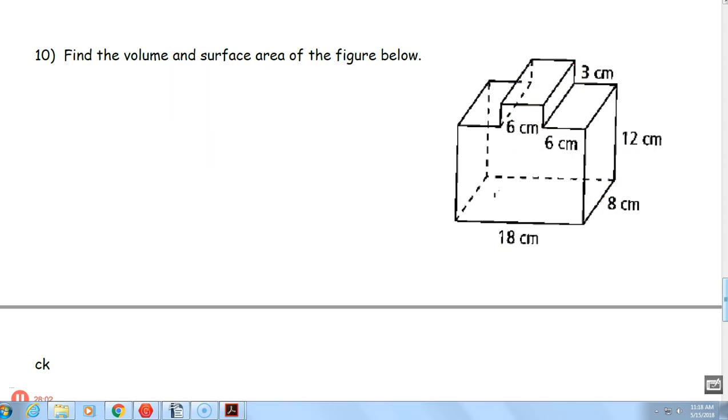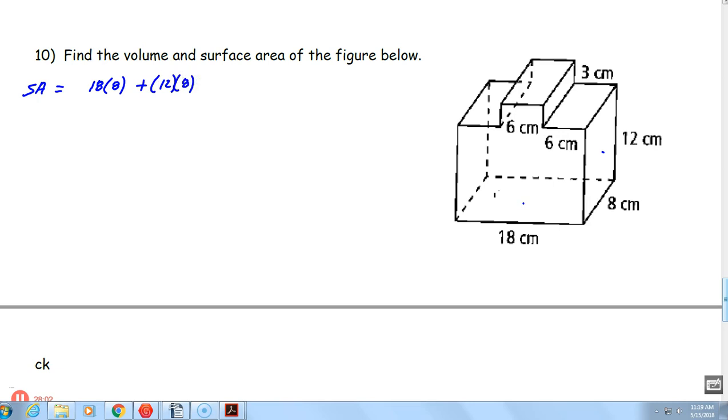All right, surface area. This is nasty. So bear with me. There's a lot of pieces here, a lot of surfaces. So, man, where the heck do I begin? Let's go the easy ones first. The easy ones first are the bottom. So that's 18 times 8. This side over here, so that's 12 times 8.